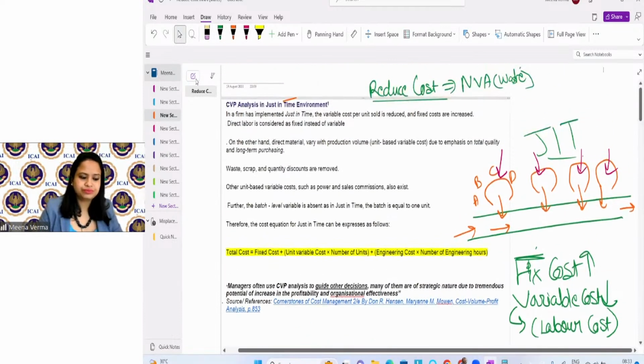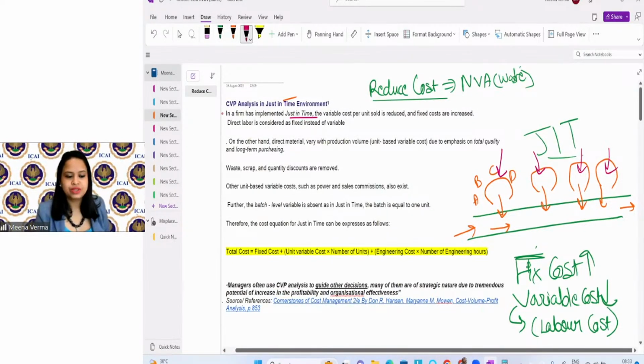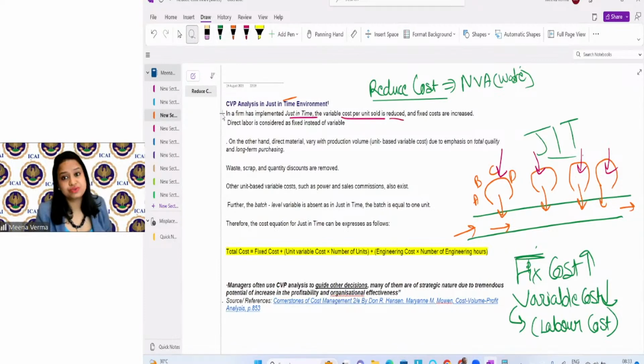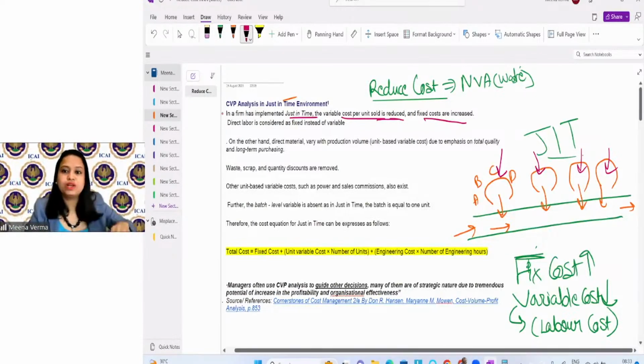If a firm has implemented a just-in-time system, the company's variable cost will reduce, and the fixed cost may increase because now you are setting up the entire process. Now we need different machines and we have to place them together in a group. So maybe it will increase the machine cost. Maybe it will increase the space in the factory. So maybe rent will increase. Fixed cost may increase in this case, but variable cost will reduce.